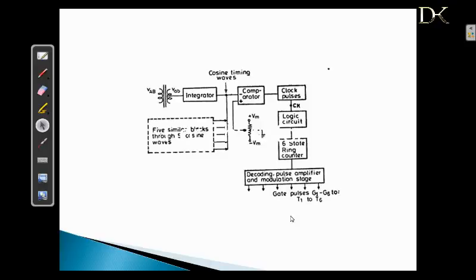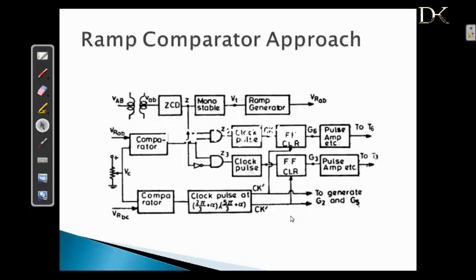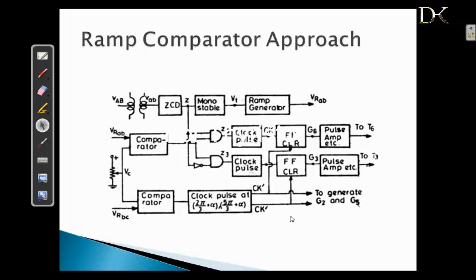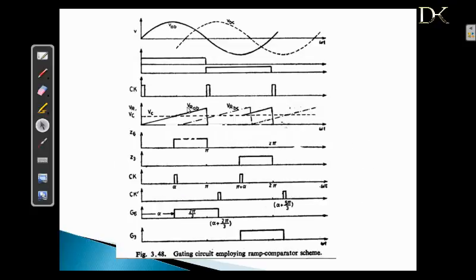Now we will discuss the next approach, which is the ramp comparator approach. So here is a basic block diagram for the ramp comparator, and these are the waveforms. In this case also, the line voltage is obtained by using a synchronizing transformer. The signal passes through a zero crossing detector stage where the sine wave is converted into a square wave Z.